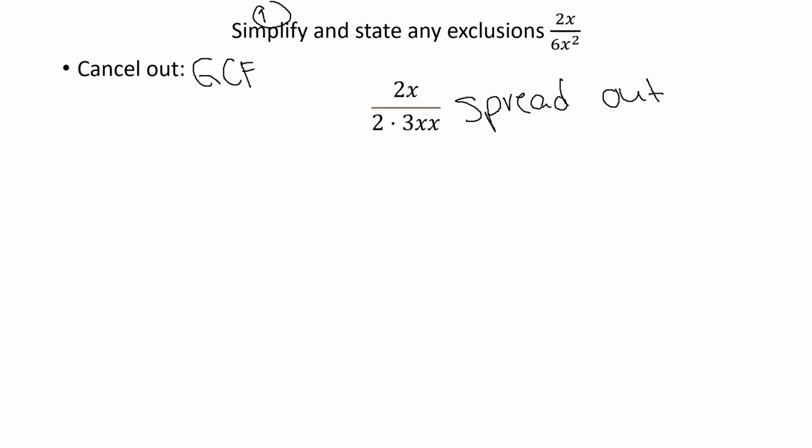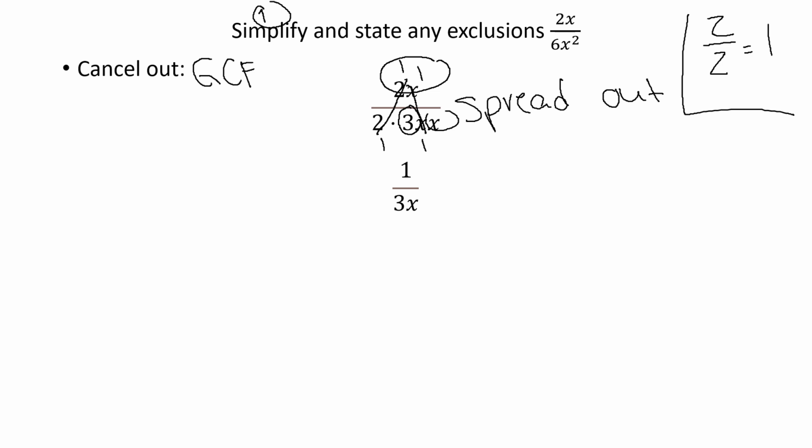Break everything down. 2x can't get any simpler. It stays 2x. 6x squared spreads out as 2 times 3, and then x times x. Now we can see, taking a step back, 2 divided by 2 is 1. If those were z's, z divided by z is 1. Anything divided by itself becomes 1. So 2 divided by 2 becomes 1. x divided by x becomes 1. So on the top we have 1 times 1. On the bottom we have 1 times 3 times 1 times x, which is just 3x.